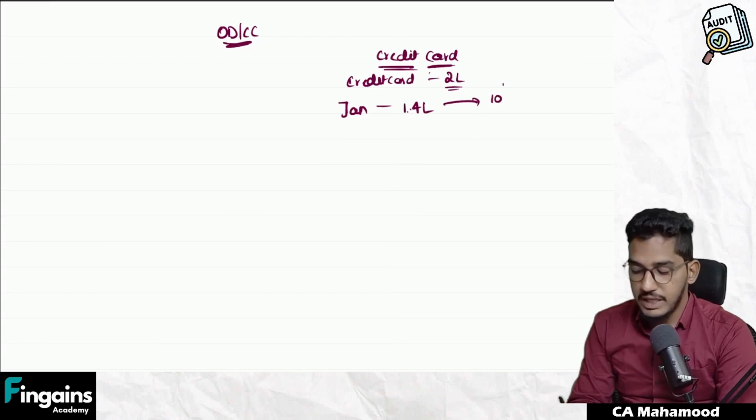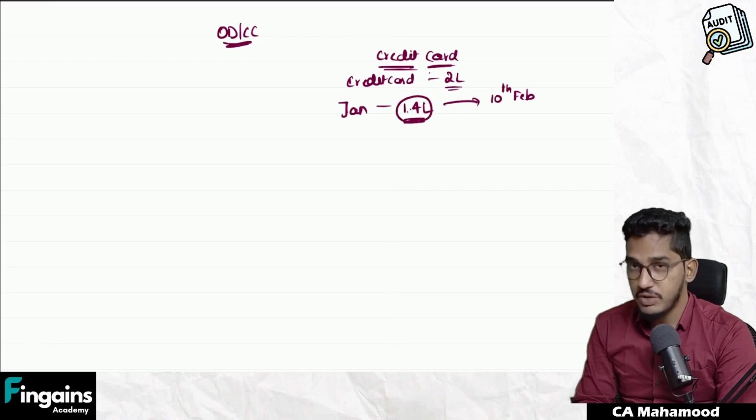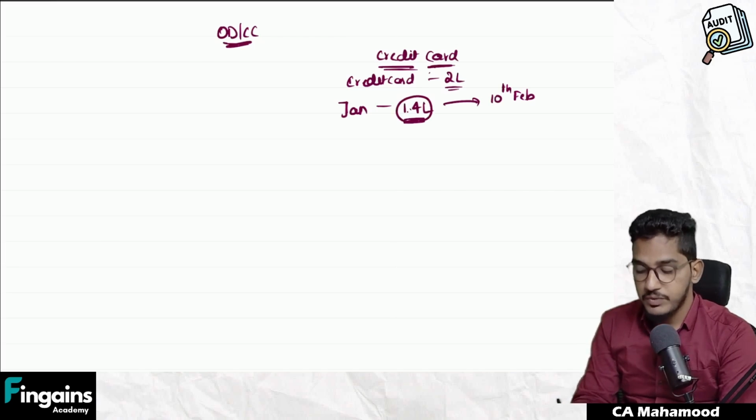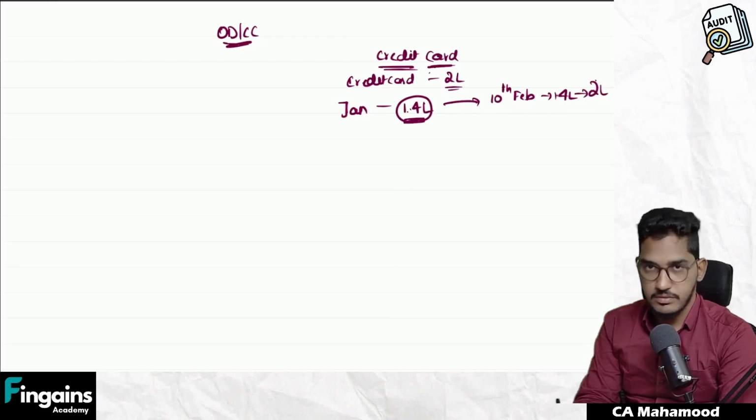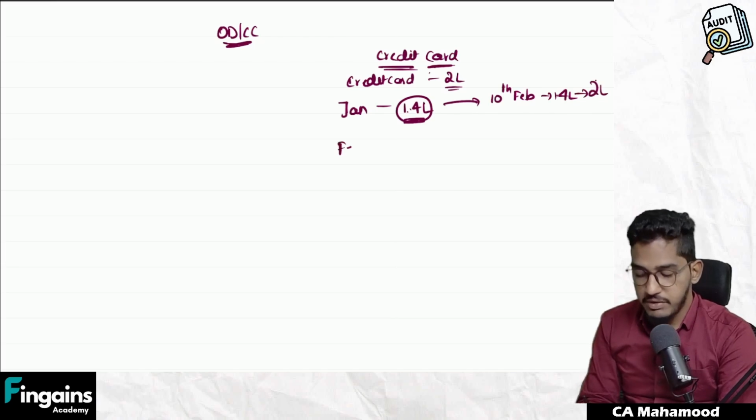Assume that the 10th of the month is the due date. On the 10th of February, you have to pay this 1.4 lakh, whatever amount you have utilized. If you repay that 1.4 lakh rupees, the bank will once again set your limit to 2 lakh rupees. Yes or no?